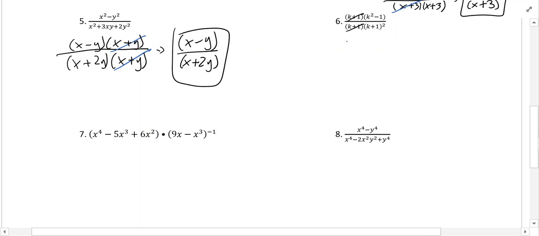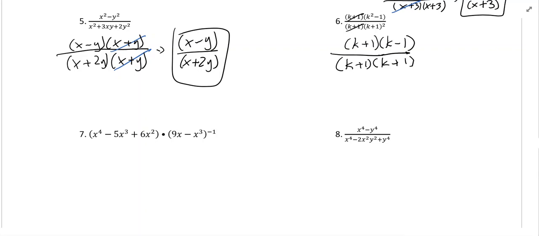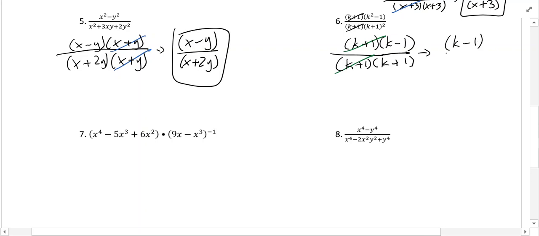So k squared minus 1 is a difference of squares. So it's going to factor into k plus 1 times k minus 1. In the denominator, you have the quantity k plus 1 squared. So we're going to write it out twice, k plus 1 times k plus 1. And then the k plus 1 in the numerator can cancel out with k plus 1 in the denominator. So then your answer, you're left with k minus 1 over k plus 1.